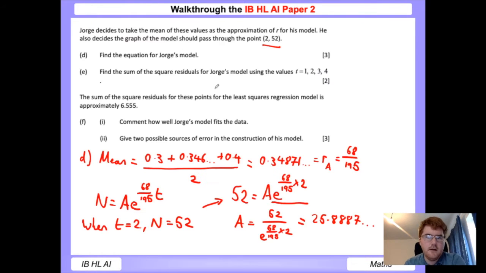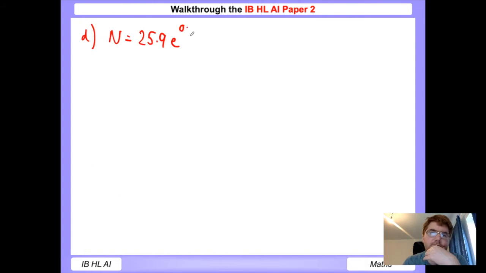e, this 68 over 195, to 3 significant figures, that's 0.349, t. So that is the approximate model that we've worked out using what we've just done. Good, good.